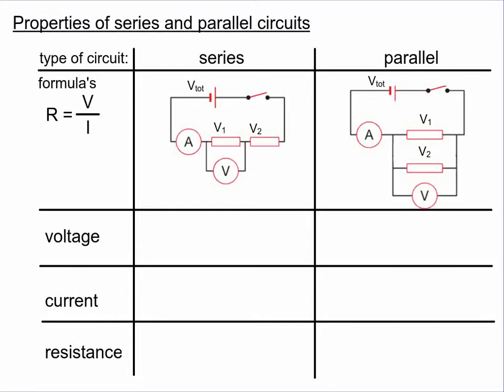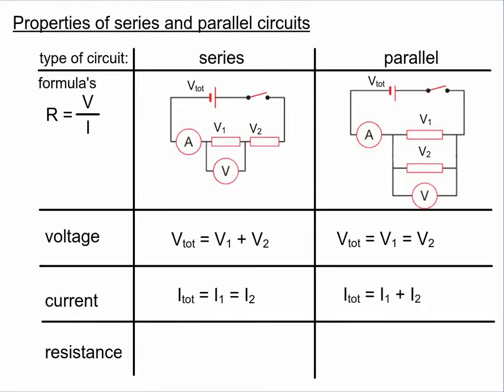Now for a series circuit, you know that the total voltage equals the voltage across resistor 1 plus the voltage across resistor 2. And for the current, you know that the total current equals the current through resistor 1, which equals the current through resistor 2. For a parallel circuit, we know that the total voltage equals the voltage across resistor 1, which equals the voltage across resistor 2. These are just the same. And the total current is the sum of the two separate currents.